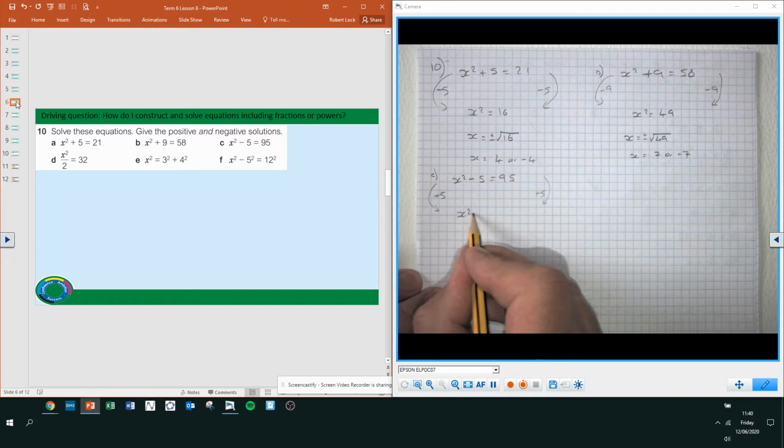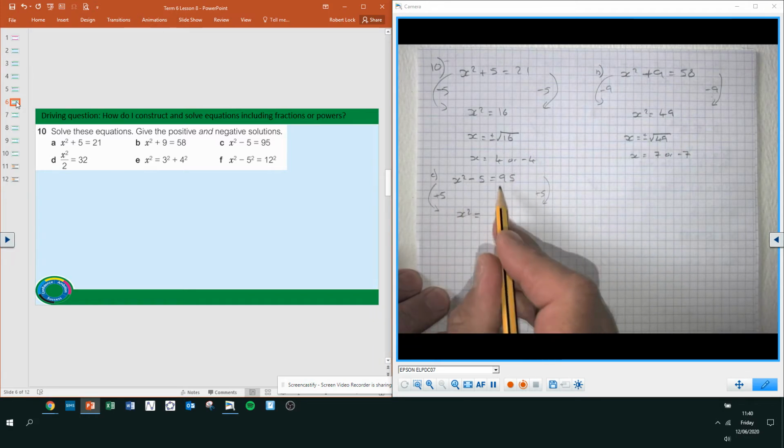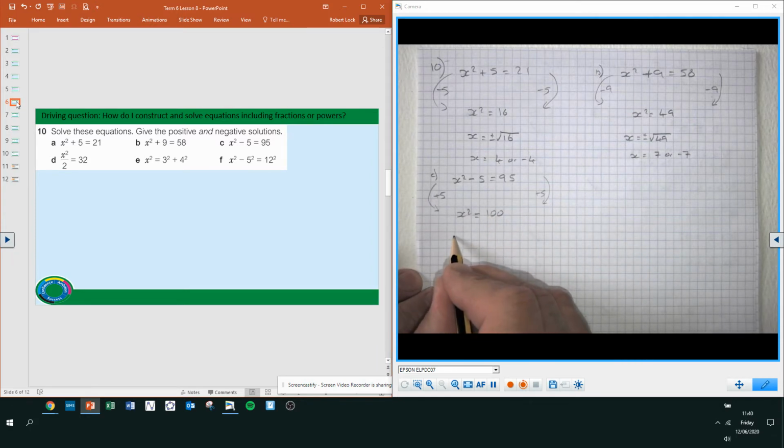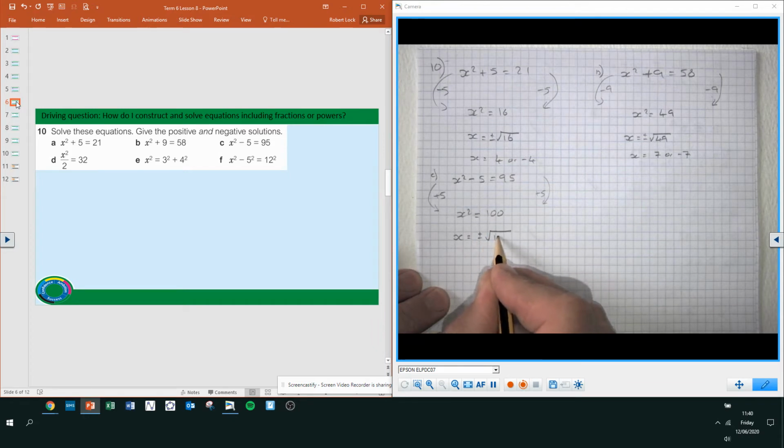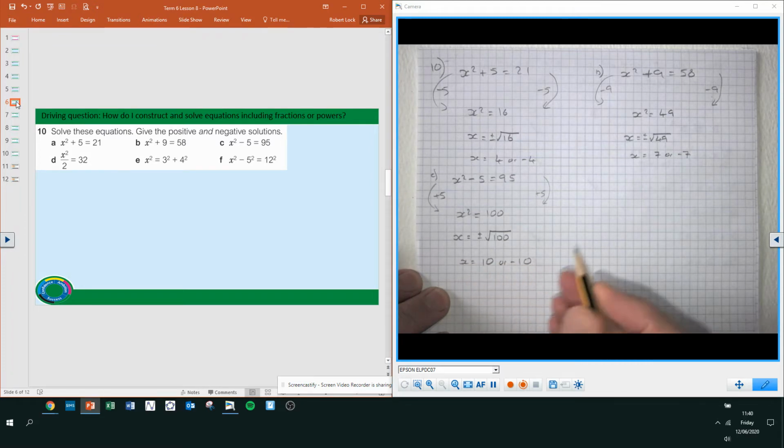So x squared equals minus 5, add 5 is nothing. 95 add 5, 100. So x equals plus or minus the square root of 100. And we know that x would equal 10 or minus 10. D.